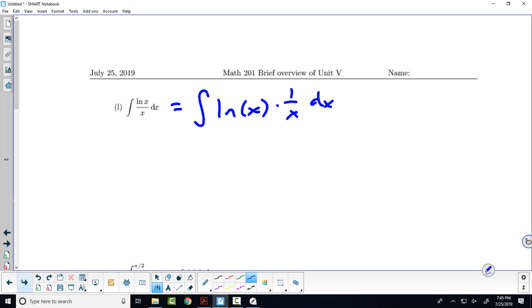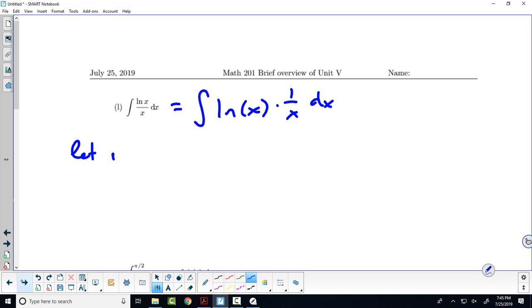Who's struggling? Jen. Okay. What's the expression that shows up as well as its derivative? So I'm going to let, because I have a choice here, right? I could let u equal 1 over x, but what's the derivative of 1 over x? It's minus 1 over x squared. That doesn't get me anywhere.